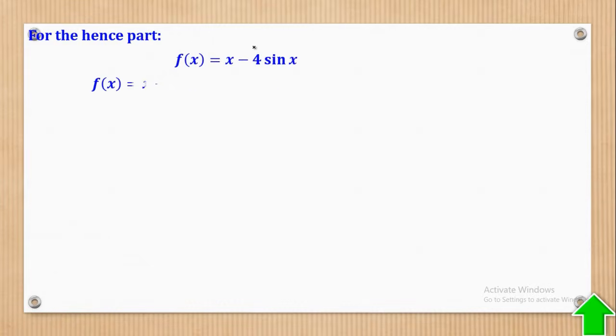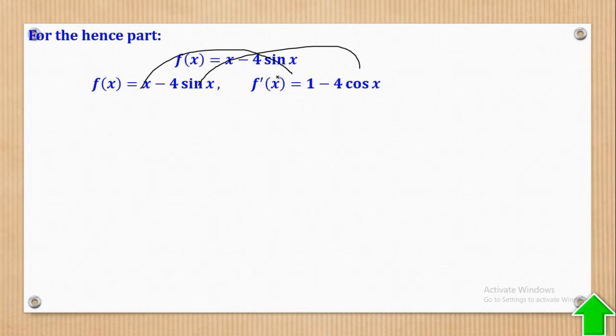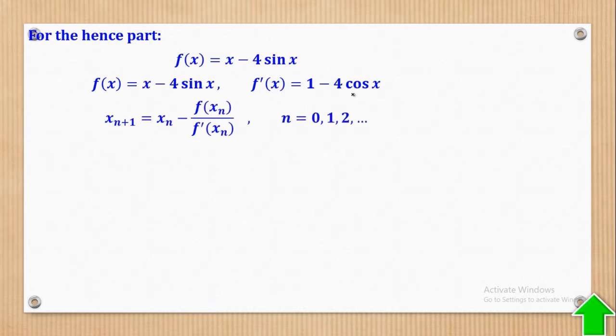So first thing to do is to differentiate. When I differentiate x, I'll come up with 1. Differentiate 4 sine x, I'll come up with 4 cos x. Then I'll quote the formula for Newton-Raphson and then substitute.